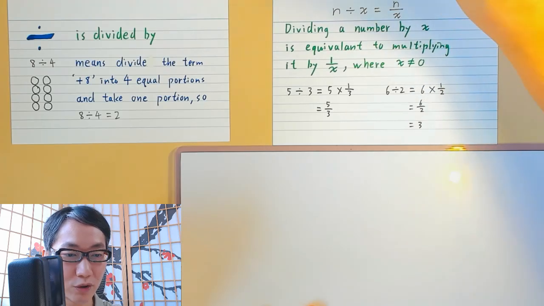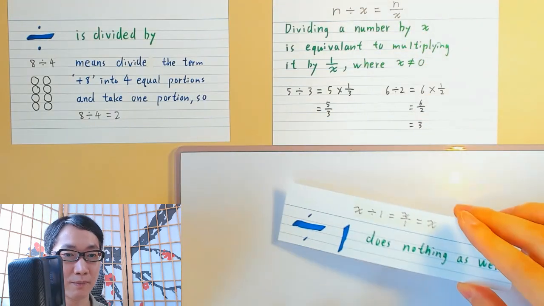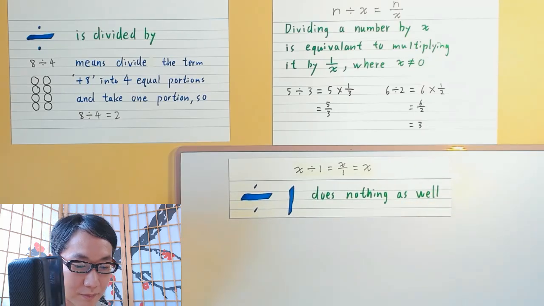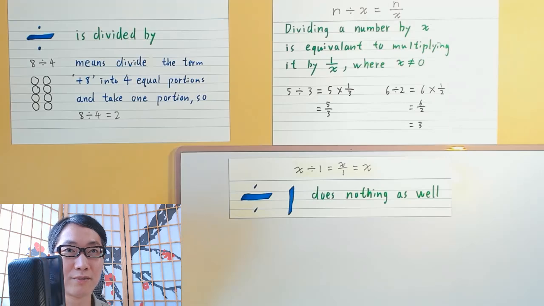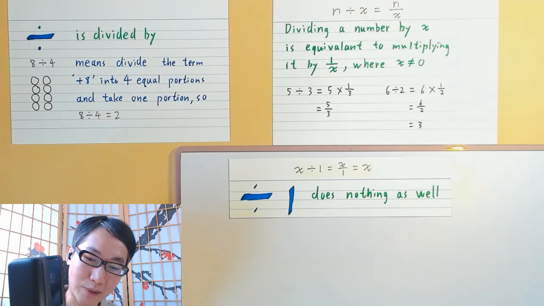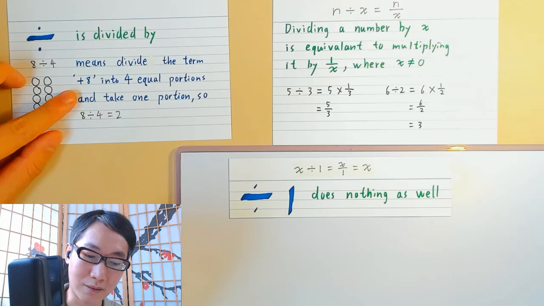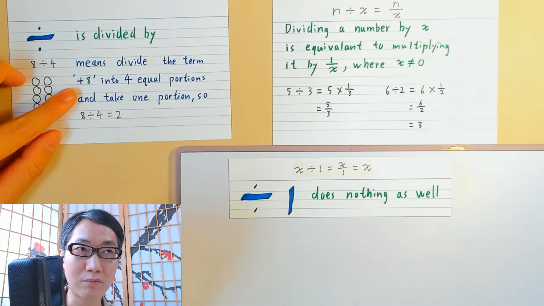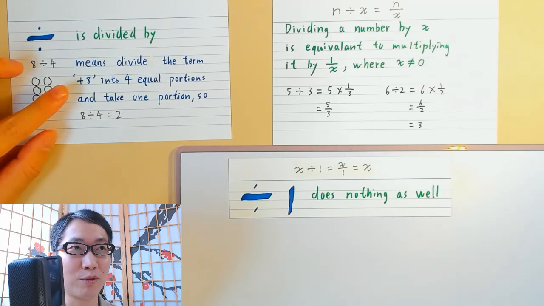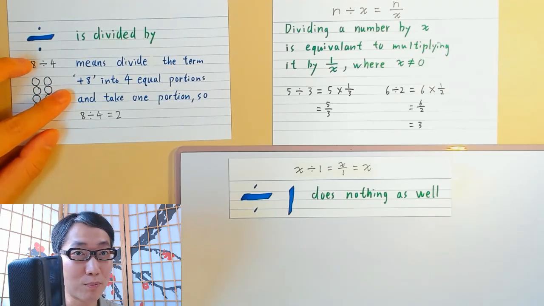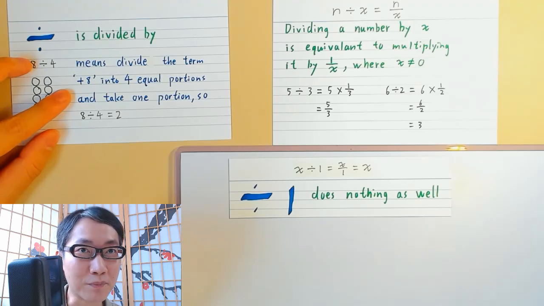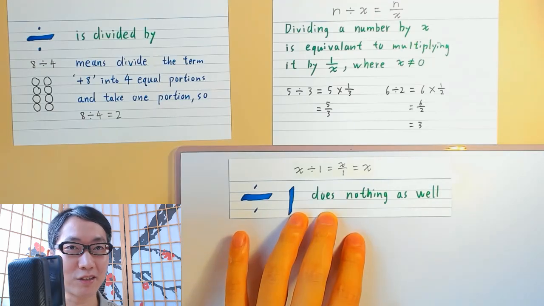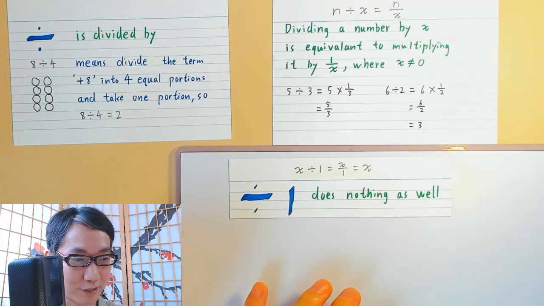Now, we've defined what division is and how to turn it into multiplication. Let's talk about something divided by 1. If you look back at the definition, it means I want to divide x into one portion, and then I take the one portion. So you see, the definition is starting to get a little bit tricky.